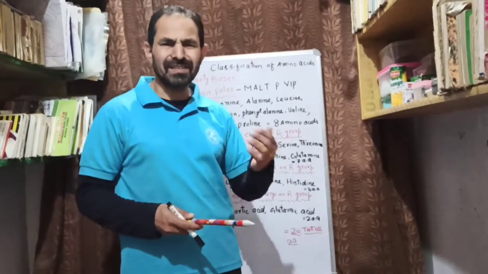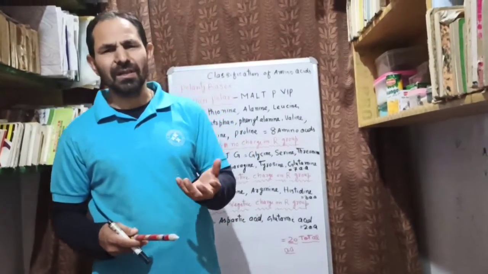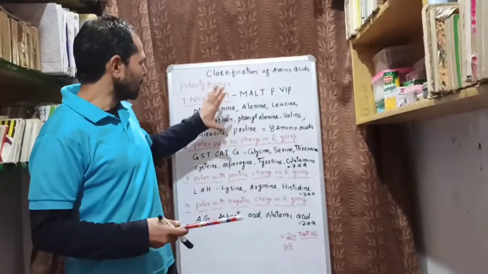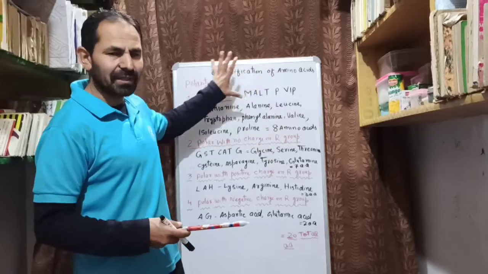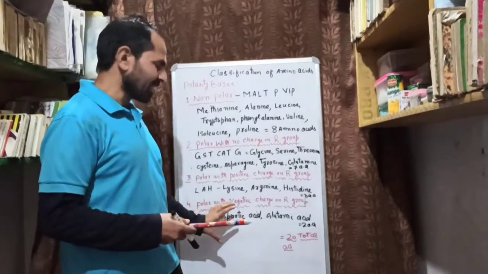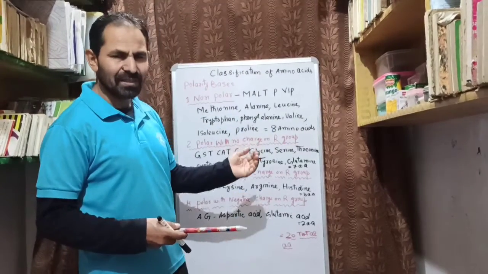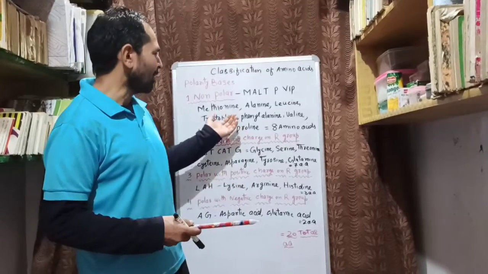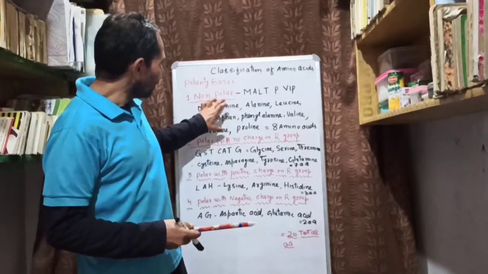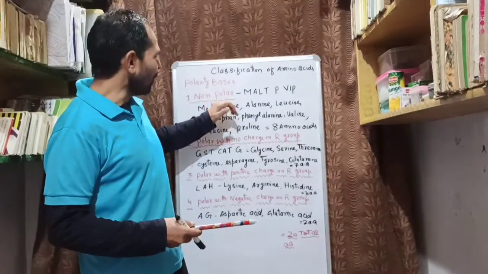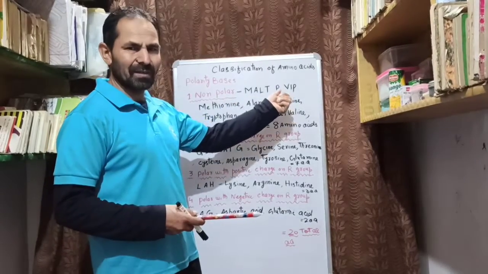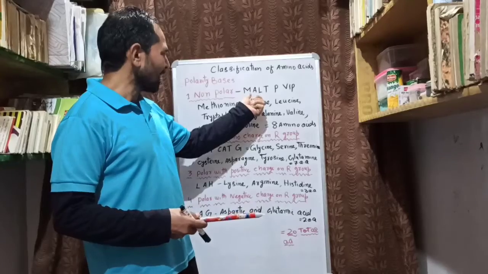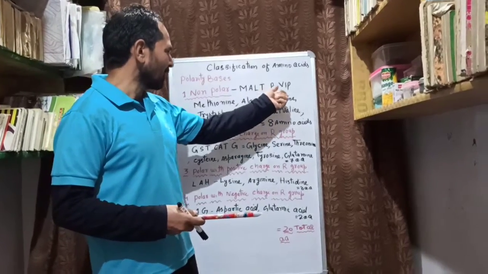I have designed here tricky formulas to remember these 20 amino acids which are classified into these categories. So let us see them one by one. For non-polar amino acids, the formula designed is MALT PVIP. So what does this formula stand for, MALT PVIP?